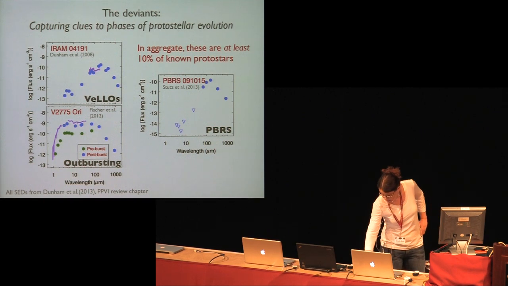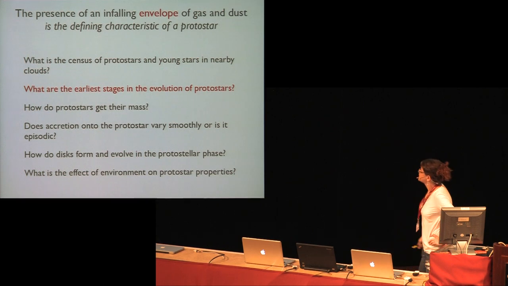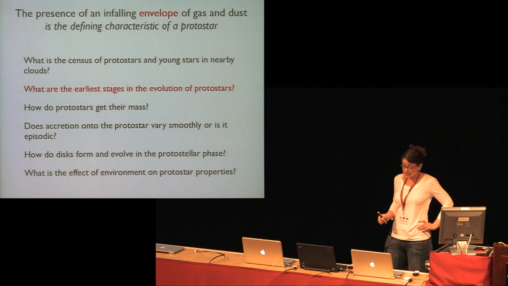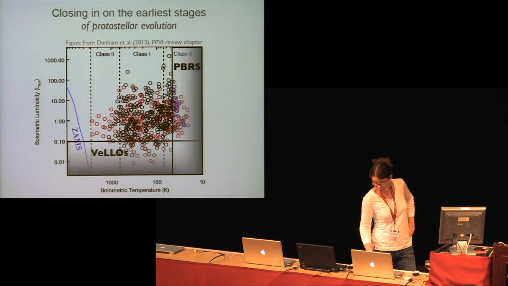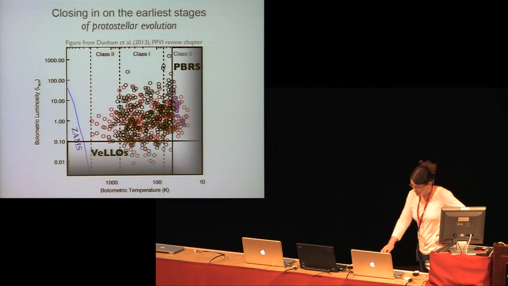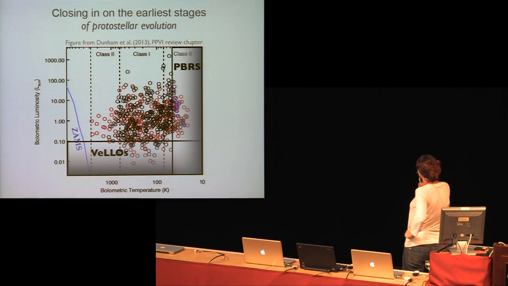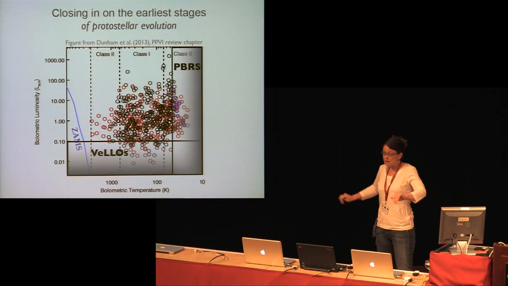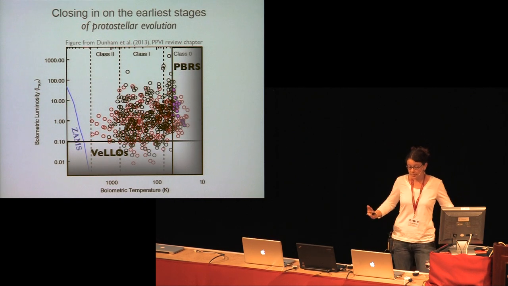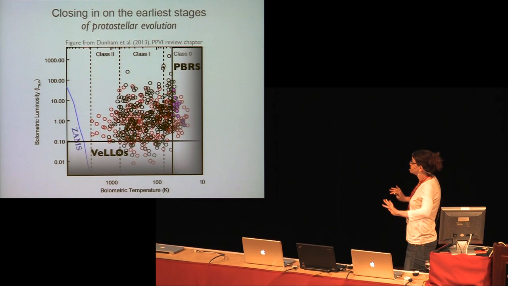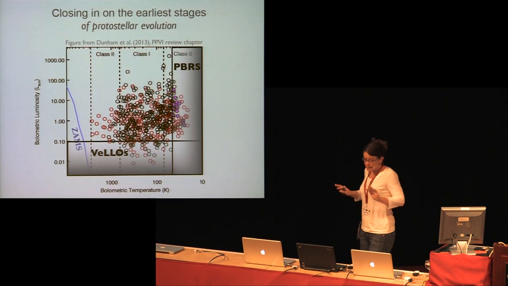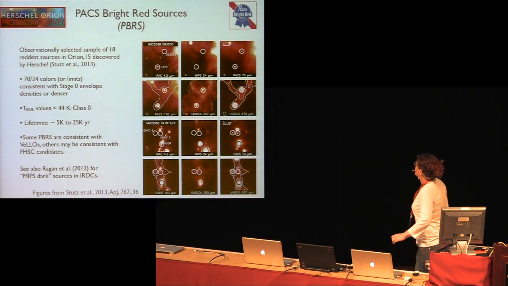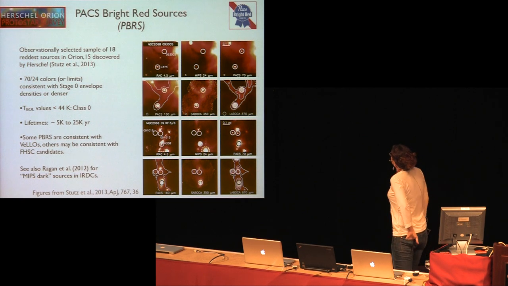So our sort of standard cartoon picture has some problems. And we want to ask, then, what are the earliest stages in the evolution of a protostar? Yeah, so I'm going to first talk about the PBRs and then the VELOs. And the idea here is that we're pushing out to colder bolometric temperatures, colder SEDs, and lower luminosities than we ever have before. So what are the PBRs? And this is an example of my work.